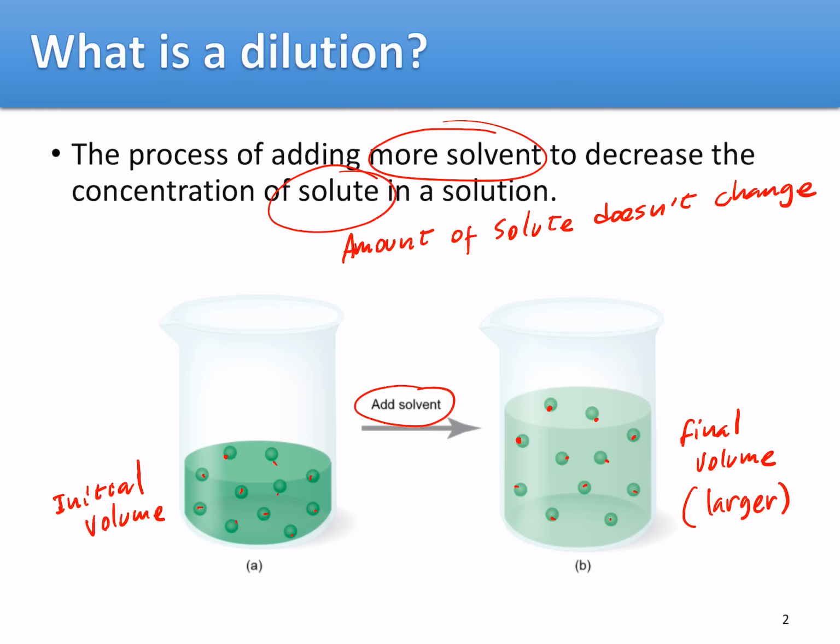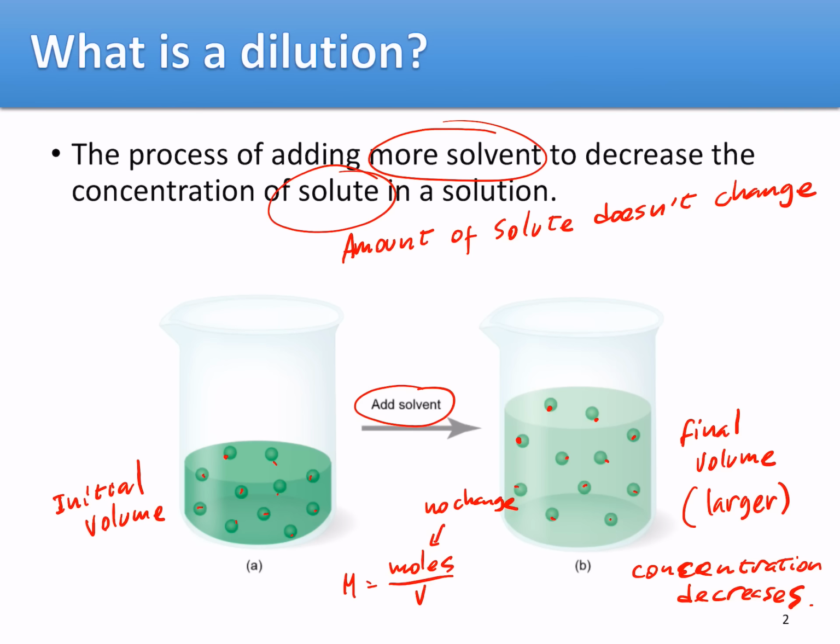And remember, molarity equals moles over volume. If the number of moles doesn't change, but the volume is larger, then the concentration decreases. As long as you don't touch the amount of solute that you have in that initial solution, the concentration is going to decrease, because you are increasing the volume of the solution.